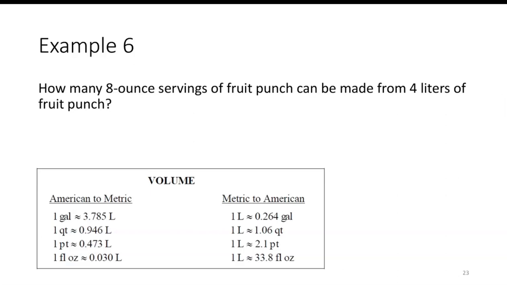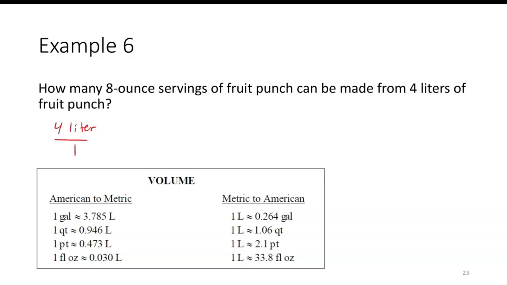So how many 8-ounce servings of fruit punch can be made from 4 liters of fruit punch? So basically this question is asking you to convert, or find how many 8-ounce servings there are in 4 liters. So I guess I'll start with 4 liters, and I want to convert it into servings.